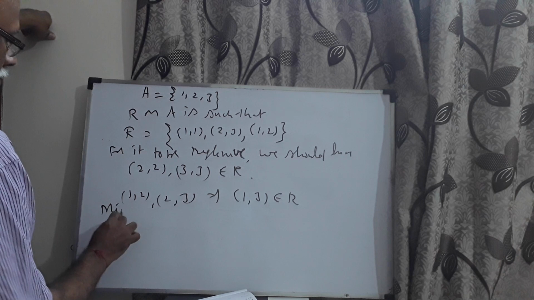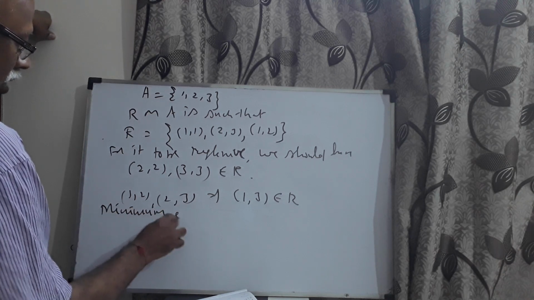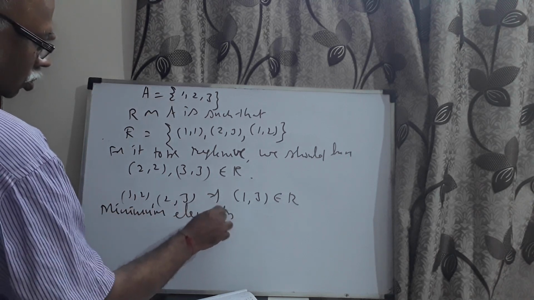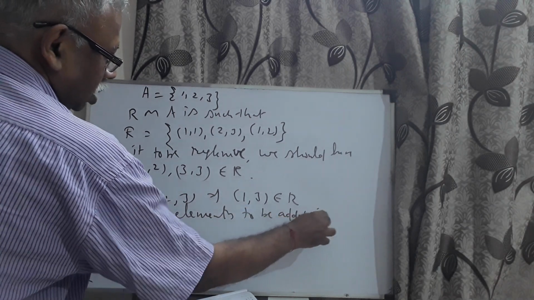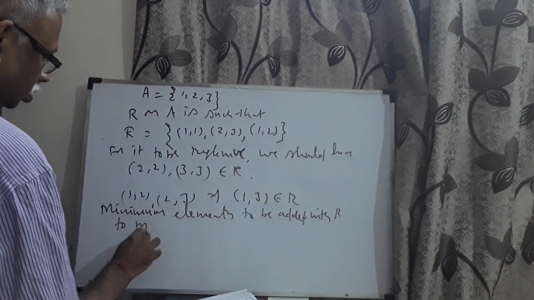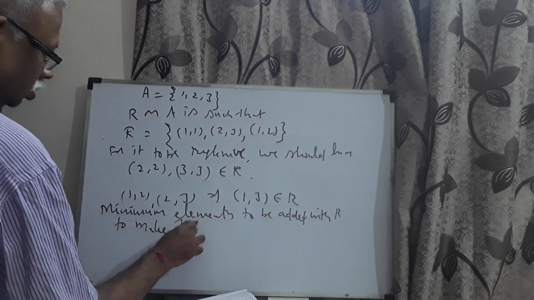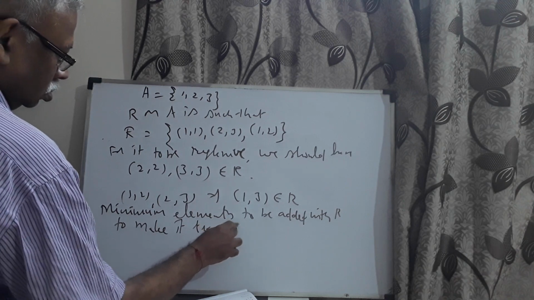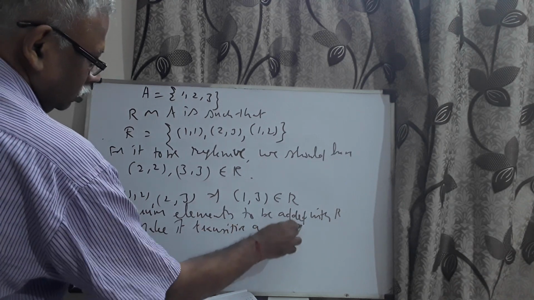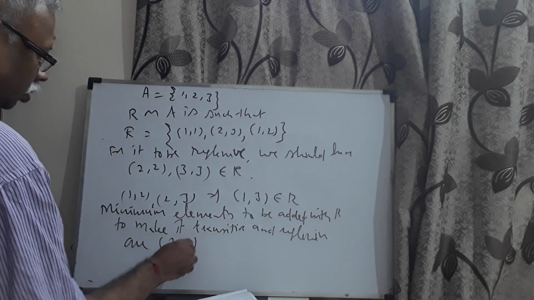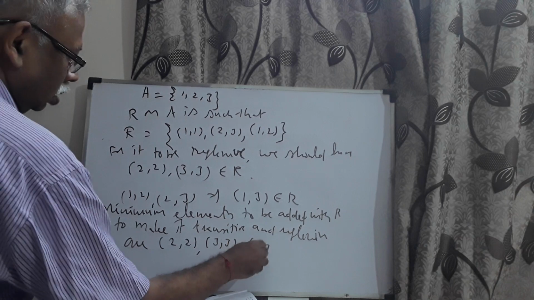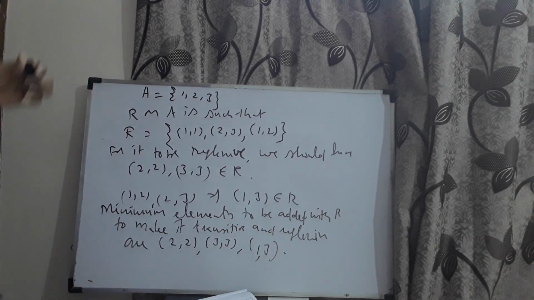Therefore, the minimum number of elements to be added with R to make it transitive and reflexive, or what are they? (2, 2), (3, 3) and (1, 3). These are the 3 elements to be added for the whole relation to be reflexive as well as transitive.